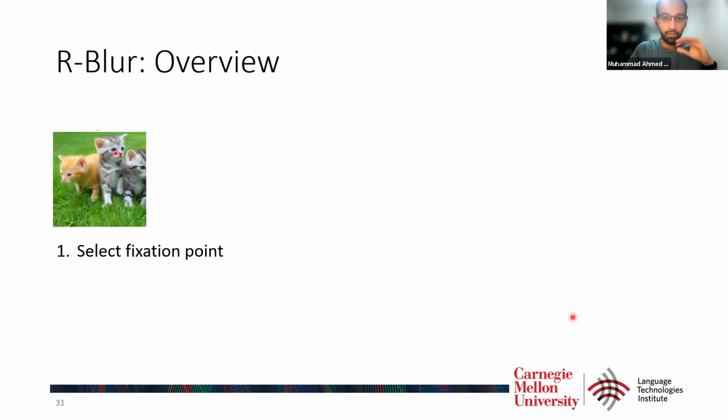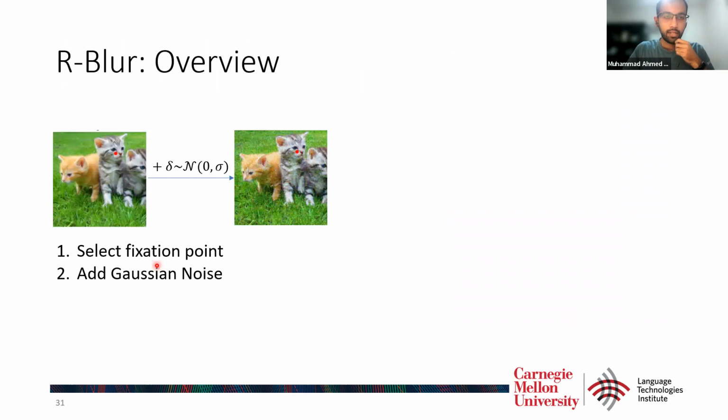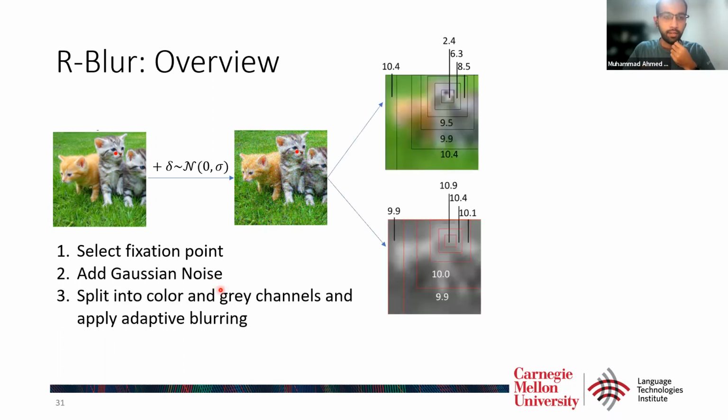Now, to give an overview of how this filter works. First, it selects a fixation point, which is this red dot here. Then it adds Gaussian noise, and this is done because, as I mentioned earlier, the activations of biological neurons are stochastic. So to introduce stochasticity in the neural network, we add Gaussian noise here. And then we split the image into color and grayscale channels, and this is to simulate the rods and cones. So the rod channel, as I mentioned, only perceives illumination, so it looks at the image in grayscale, whereas the cones perceive color.